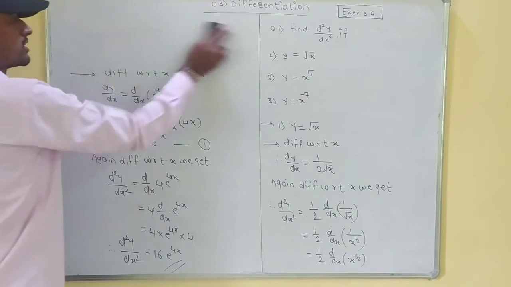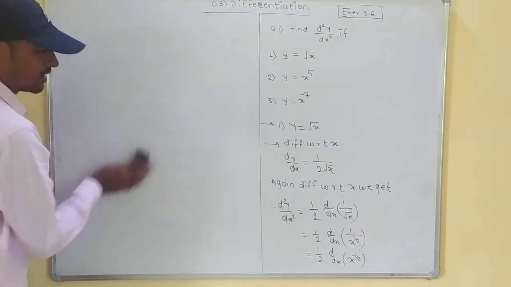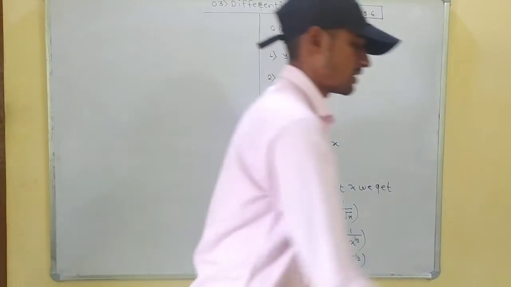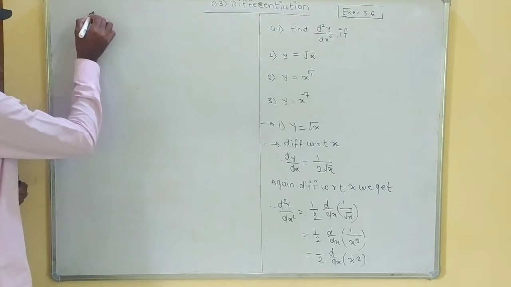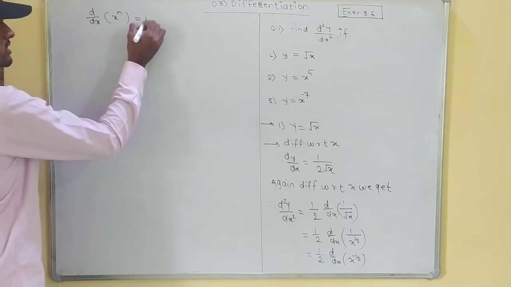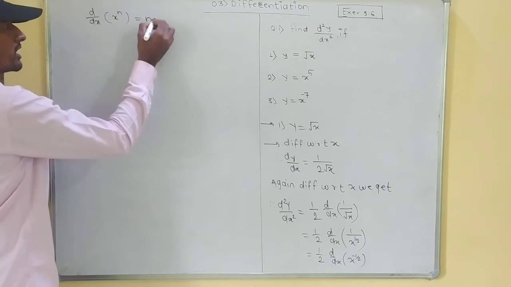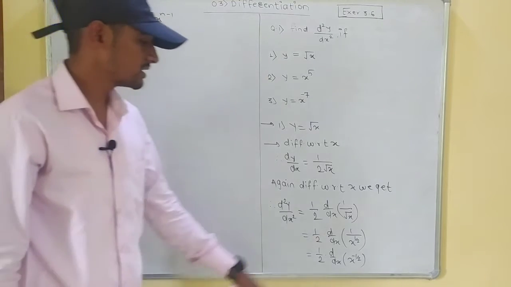Now we also know that the derivative of x to the power minus 1 half is in the format of the derivative d by dx of x raised to n, which is nothing but n into x raised to n minus 1. We have to use this formula here.